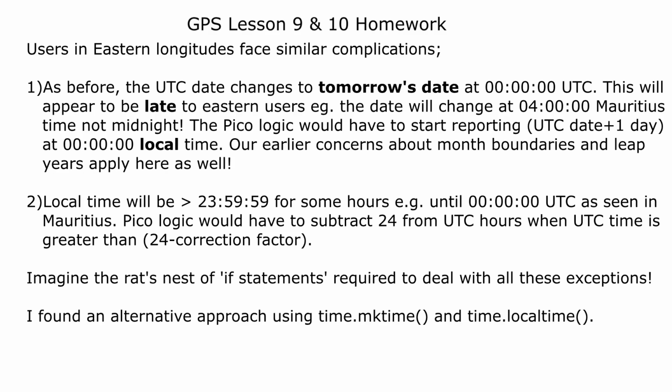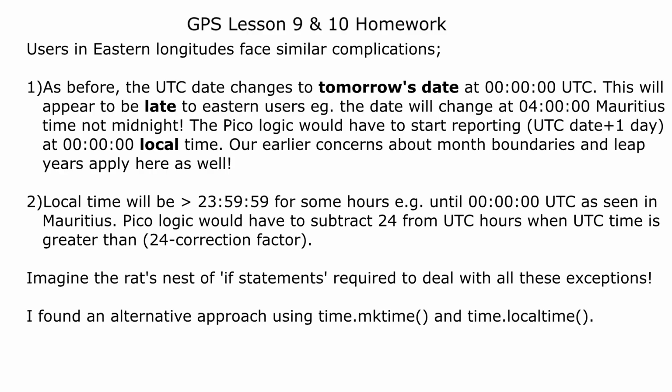The second complication for users in eastern longitudes is that local time will be greater than 23 hours, 59 minutes, 59 seconds for some hours. For example, until 0 hours UTC, as seen in Mauritius. Pico logic would have to subtract 24 from UTC hours when UTC time is greater than 24 minus the correction factor. Imagine the rat's nest of if statements required to deal with all these exceptions.